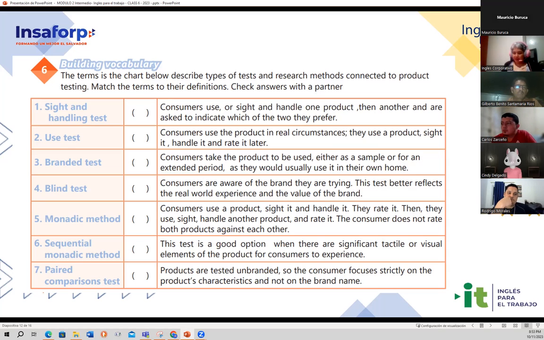Monadic. Okay, let me help you with that one. Monadic means, right, it will be number 5. Consumers use the product in real circumstances, right? They use a product, handle it, and rate it later. This is the meaning of the monadic method, teacher. Correct. Okay.